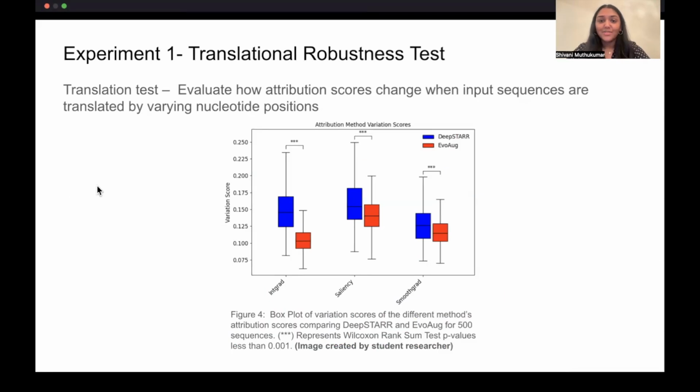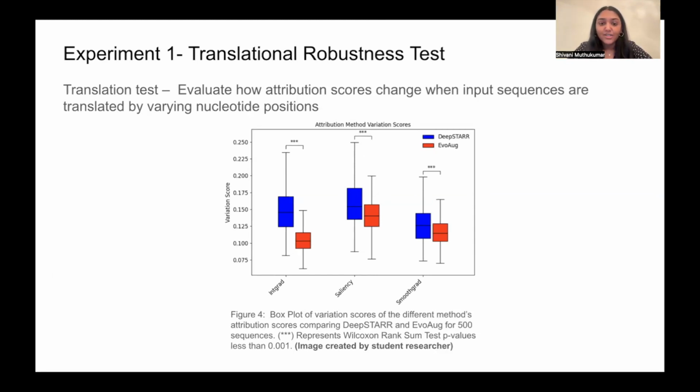For the results, I was able to calculate the attribution method variation score, which represents how much the attribution scores changed before and after the sequence was translated. And when evaluating robustness, a lower variation score is considered better because it shows that the attribution scores weren't really affected by these translations. As the sequence wasn't really changed, it was just shifted. And in the results, we see a general trend of the EvoAug model having lower variation scores than the DeepStar model. And this suggests that the EvoAug model can provide more robust predictions and more robust attribution scores.